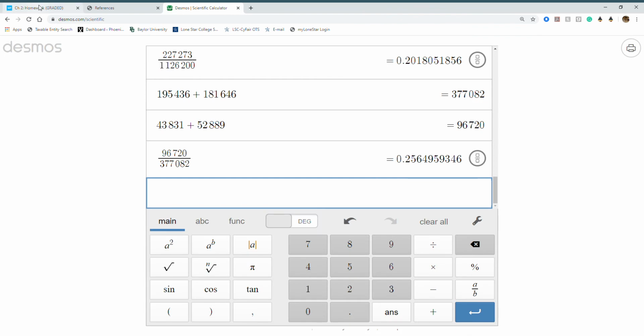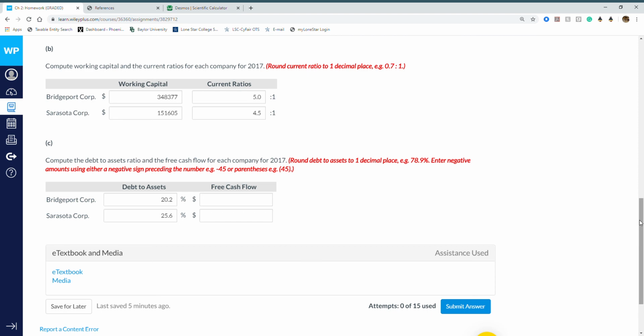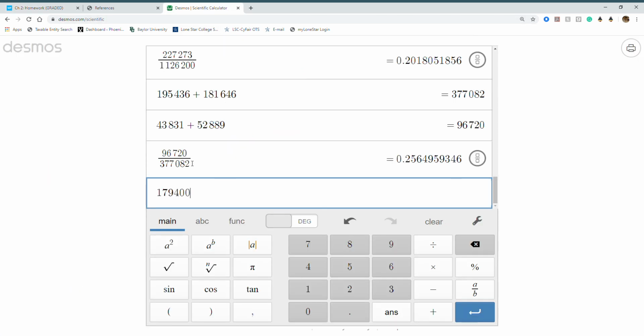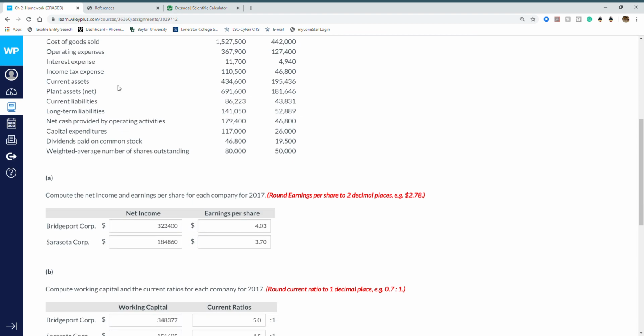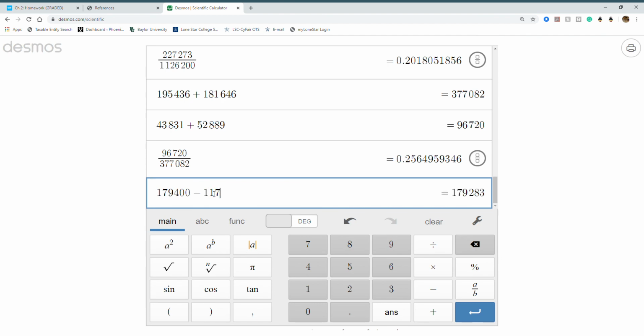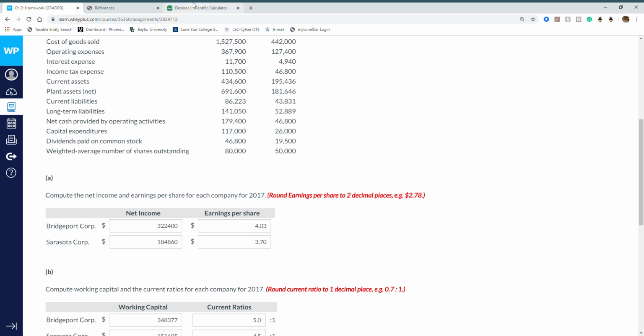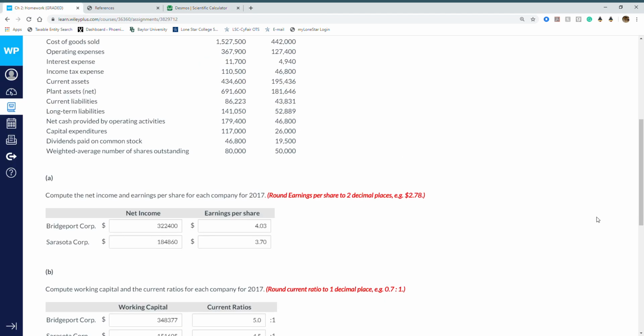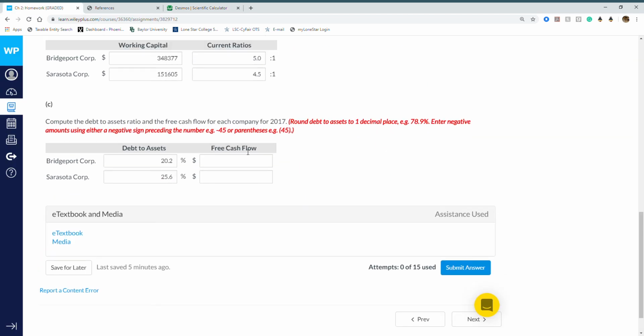Okay, now we can do free cash flow, which is just taking our net cash provided by operating activities and subtracting capital expenditures and dividends. So 179,400 minus 117, and finally taking out 46,800. So that's 15,600 for Bridgeport.